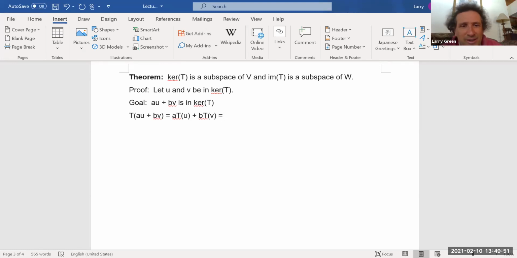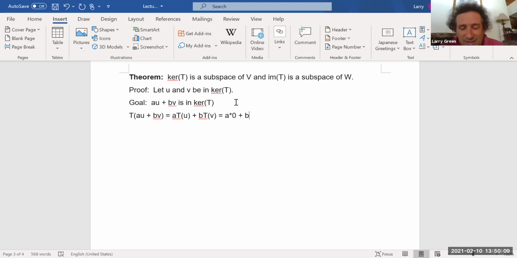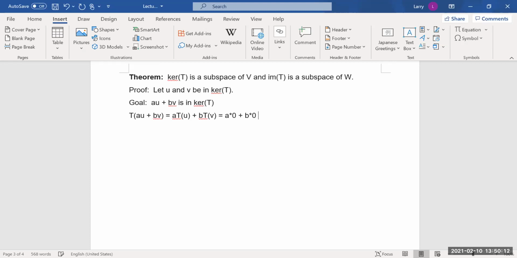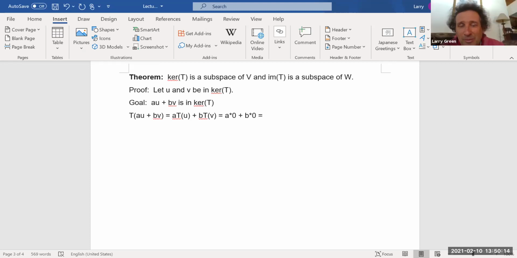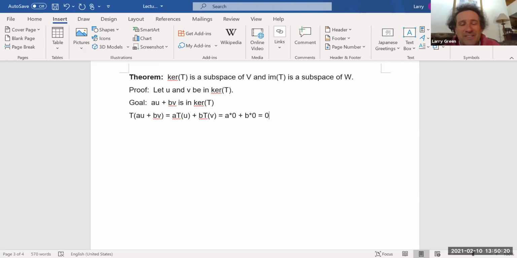But U is in the kernel of T, and so is V. So what's T of U and what's T of V? T of U is 0. So it's A times 0 plus B times, also 0. And you better all be able to tell me what A times 0 plus B times 0 is. That's 0. Remember, not the number 0, the vector 0. These are vectors. Any questions on that? Was that an easy proof? Okay, hopefully you thought so.